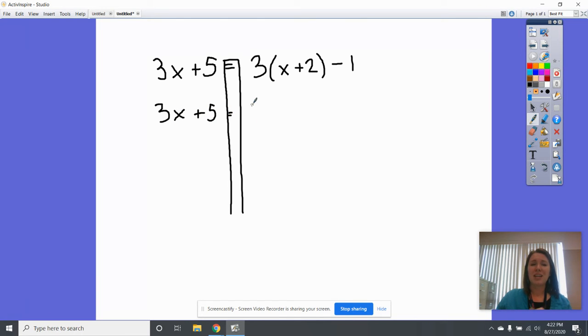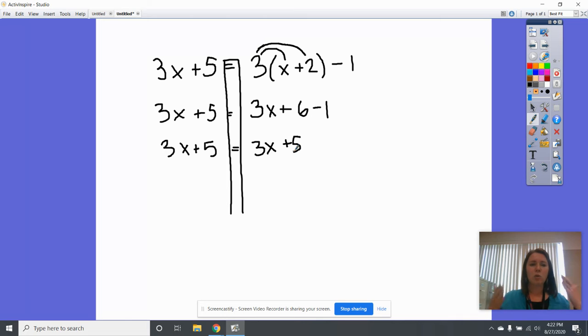On the other side, though, there is some distribution. So I'm going to distribute 3 times x is 3x, and 3 times 2 is a positive 6. And then I also have this minus 1. So I did some distributing. Now I can combine like terms. 3x + 5 equals, well, 3x stays the same, and then I have a positive 6 and a minus 1. That becomes plus 5. Let's pause there. What do you notice about these two sides of the equal sign? They're exactly the same.